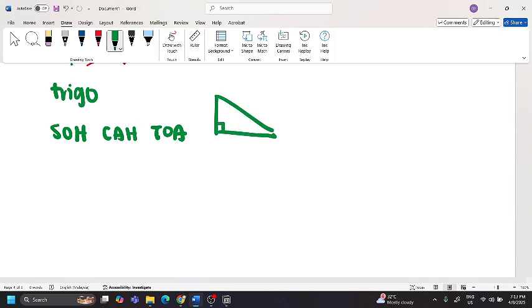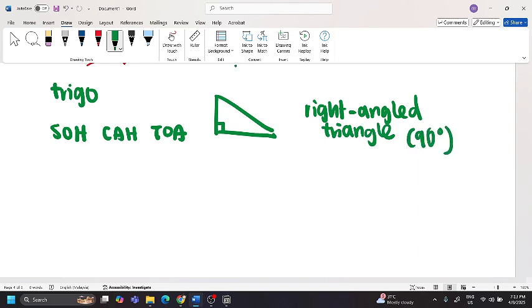This SOH CAH TOA, sin cos tangent, is used for what? It's only applicable for a right angle triangle, where you see the 90 degree. If the triangle is something like this, it doesn't have a 90 degree, you cannot use sin cos tangent here, you cannot use it.